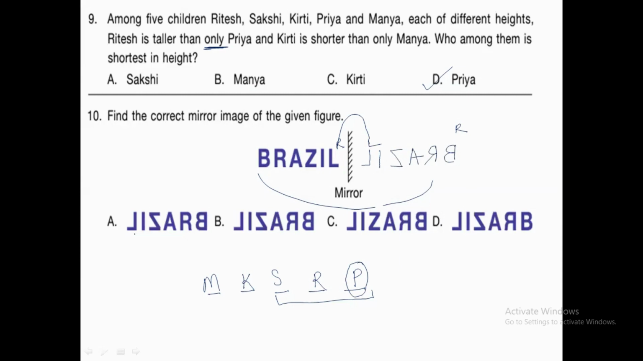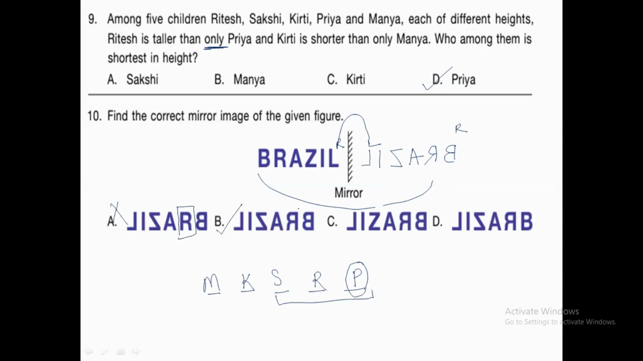Okay, so if we go through option A, what we can see over here is that every letter is similar to that one, but R is in its original position. Okay, R cannot be like this in its mirror image, so that's why option A cannot be a correct answer. Now let's move to option B, where we can see L is written like this, I is this, Z is similar to that one, A is also similar to that one, R is also similar to that one, and B is also similar to that one. Okay, so we can say that option B is our correct answer.